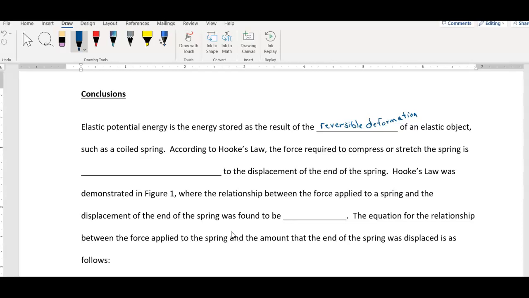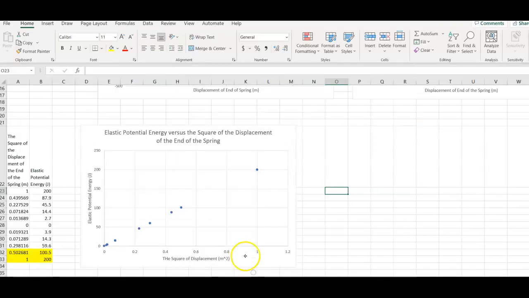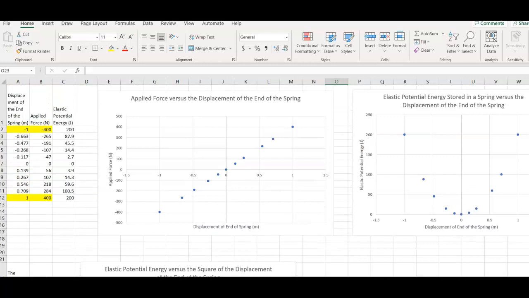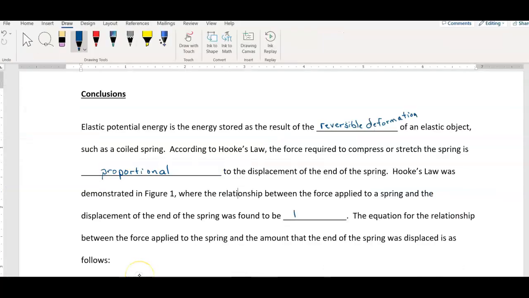According to Hooke's law, the force required to compress or stretch the spring is proportional to the displacement of the end of the spring. We demonstrated that in figure 1 when the graph of the applied force versus the displacement had this shape. It was very linear.